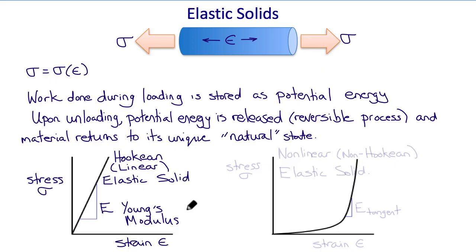However, many tissues and materials in biomechanics have a non-linear relationship between the stress and the strain, and therefore the Young's modulus depends on the strain, and we call it the tangent modulus. So this is an example of a non-Hookean elastic solid.